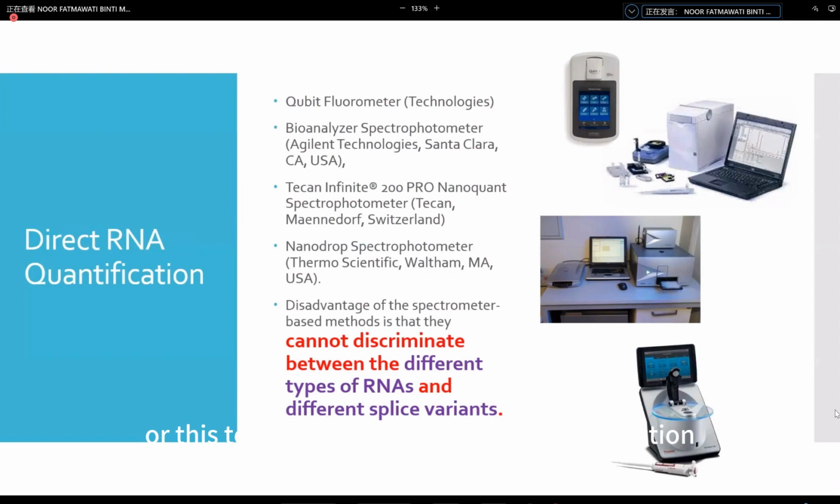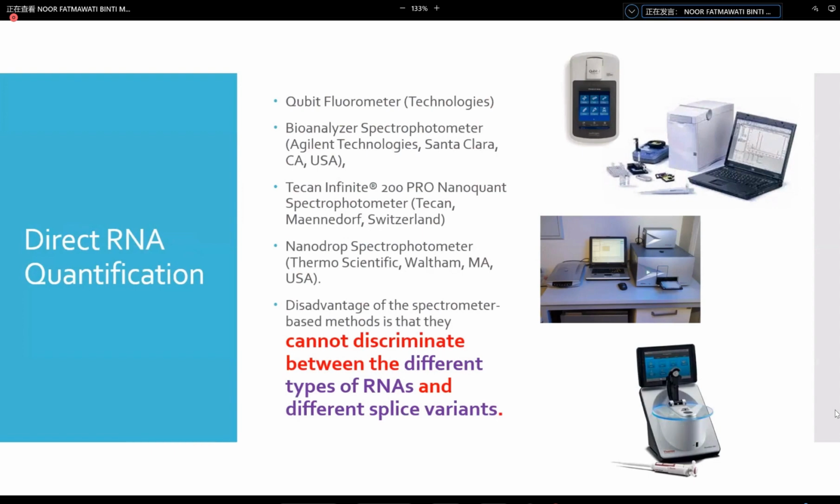So basically, not for detection, but most of the time we use this technology to QC the RNA, the quality of the RNA. Qubit fluorometer and spectrophotometer, these are direct measurements of RNA. And now these strategies are only used to QC the RNA, the quality of the RNA, the integrity of the RNA.